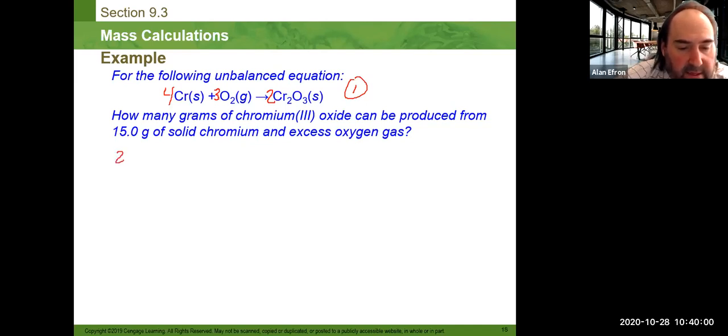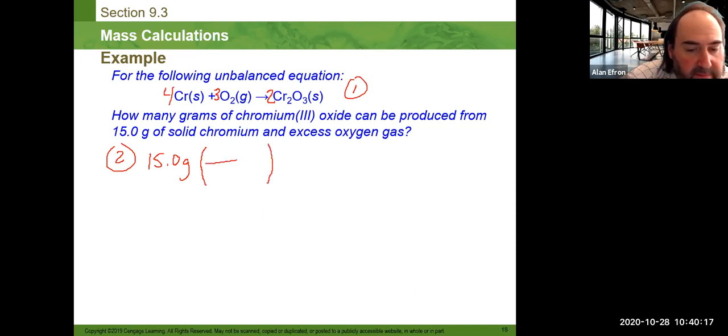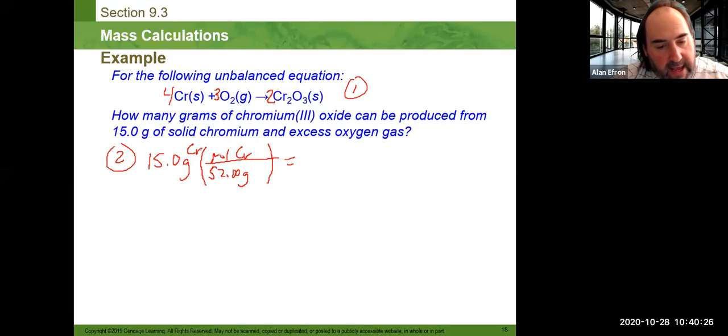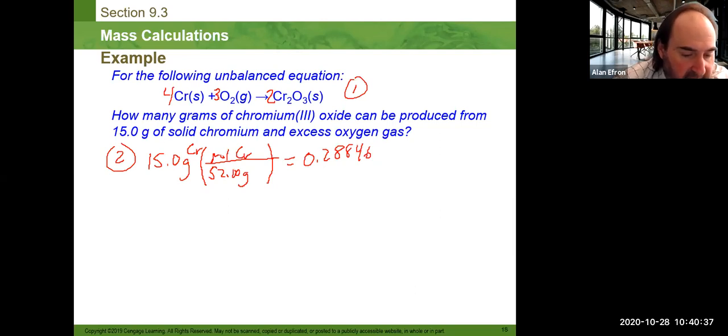So step number 2 is to take whatever they gave us. In this particular case, they gave us 15 grams of solid chromium. That's what we would start with, and we do want to convert that into moles. So we would go to the periodic table, look up chromium, and it's about 52 grams per mole. If we do that, we take 15 divided by 52, which gets us something like 0.28846. I'm just going to take it to a few digits there. I'm going to round everything at the end.